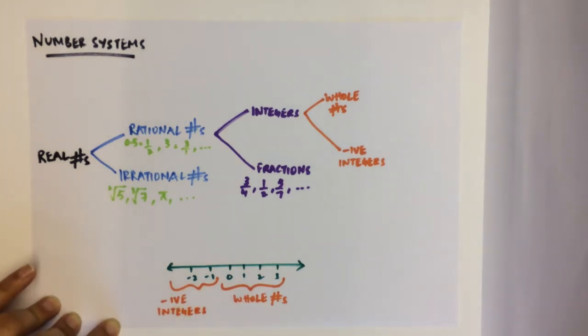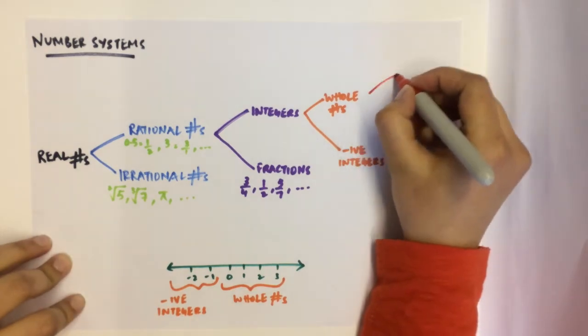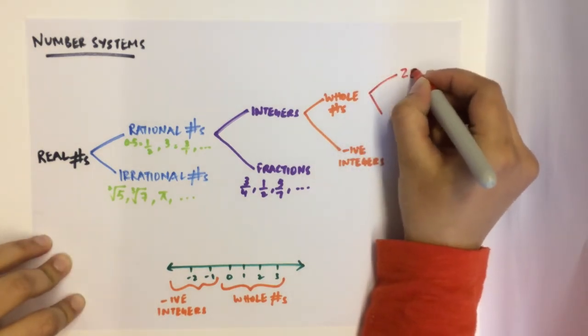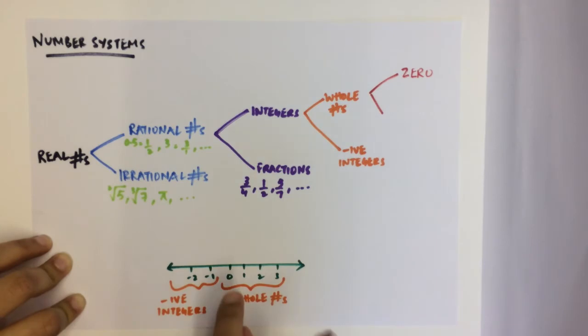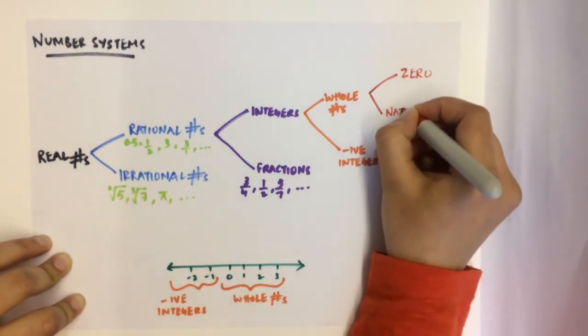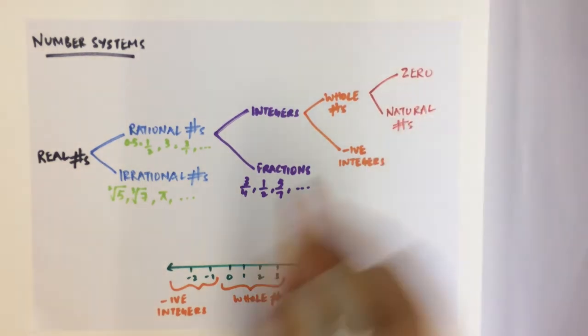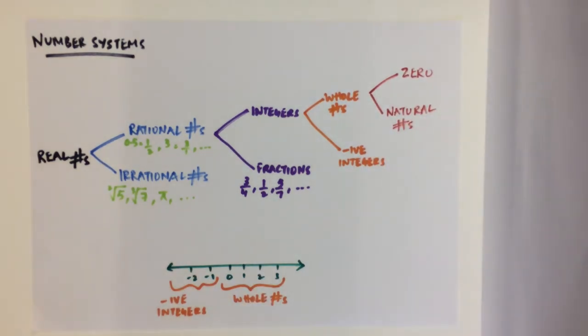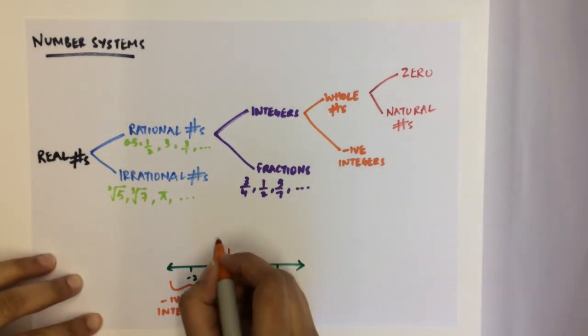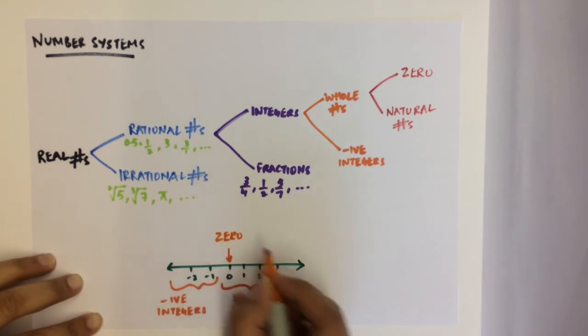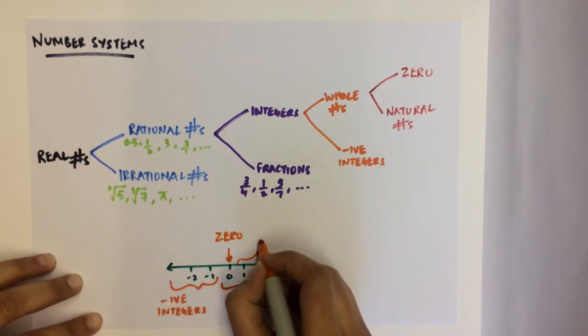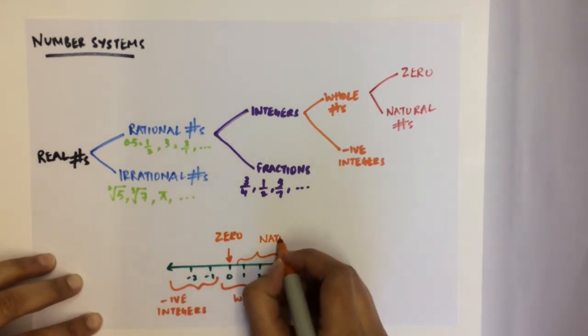Talking more about what whole numbers are, whole numbers can then further be split into a 0 and natural numbers. A 0, we all know what a 0 is, here is a 0, and natural numbers. Natural numbers are also called positive integers. Coming back on the number line, that's the 0 and these are natural numbers or positive integers.